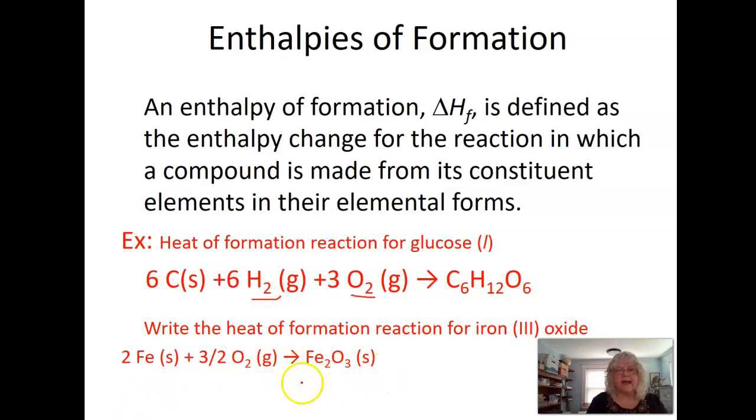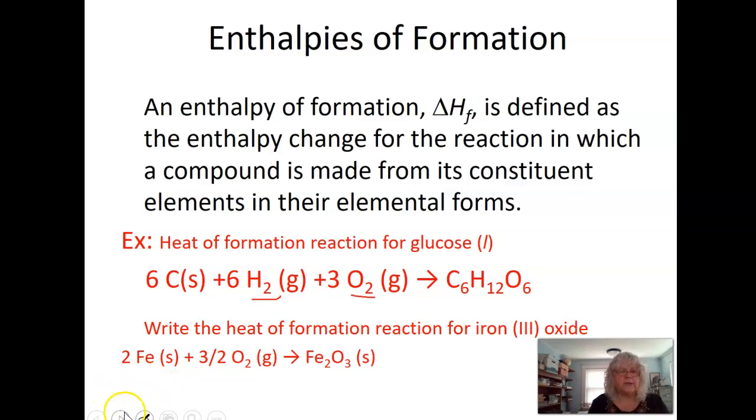So iron(III) oxide is Fe2O3, iron with a +3, oxygen with a -2, Fe2O3. And I have to leave a 1 in front of the Fe2O3, so I need 2 irons. And because oxygen is diatomic, I would actually write this as 2 Fe + 3/2 O2 goes to Fe2O3. So this is a heat of formation reaction.